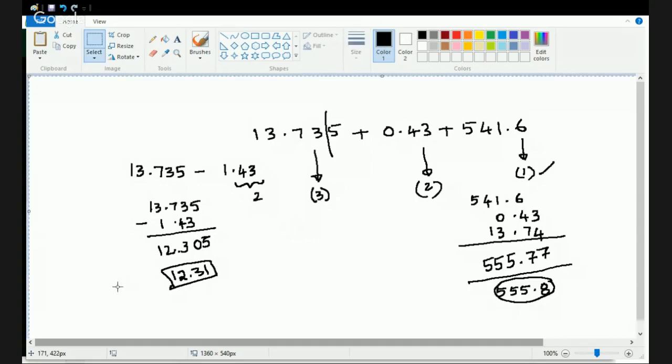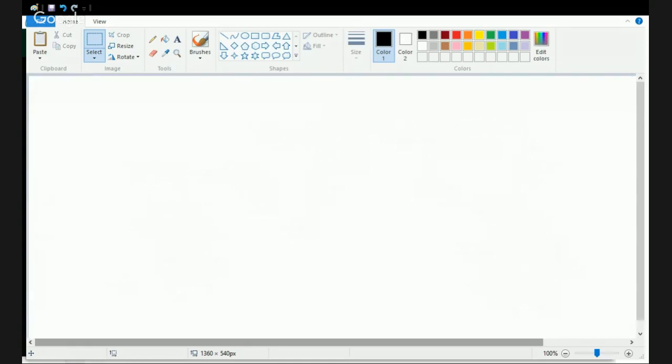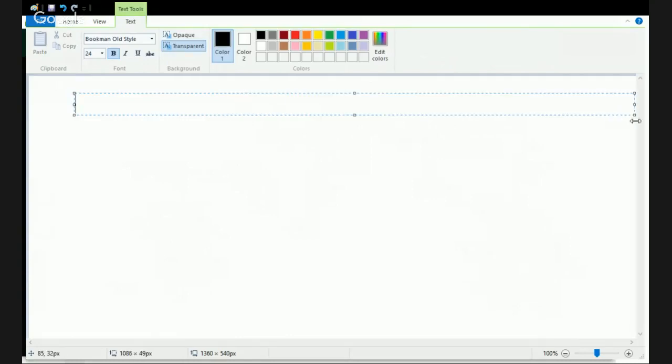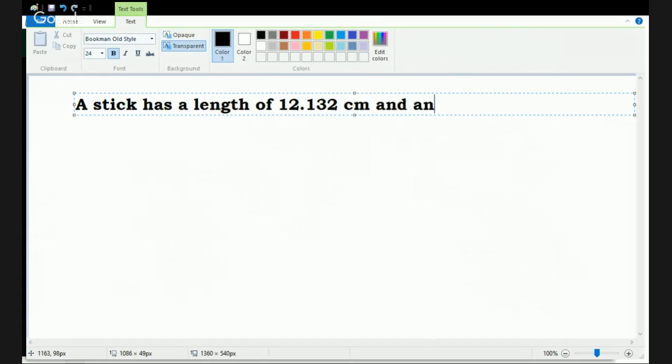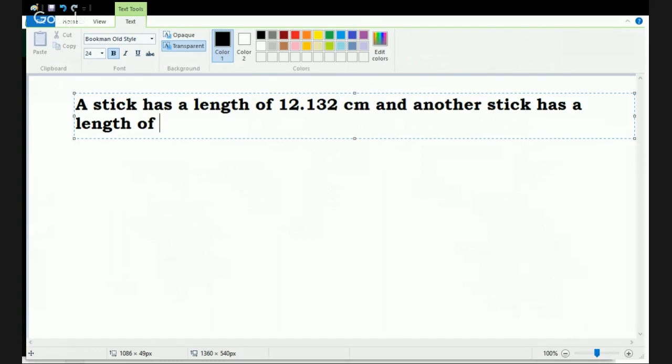I will type one thing. Don't worry, you need not have written anything by this time. No, heavens not fall. The thing is, while solving problems only, we will understand theory clearly. I am writing like this. A stick has a length of 12.132 centimeter and another stick has a length of 12.4 centimeter.